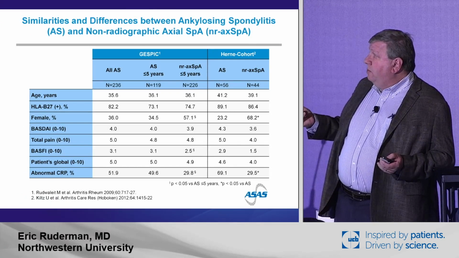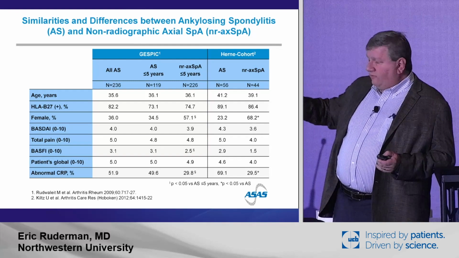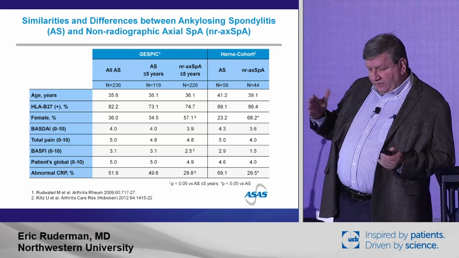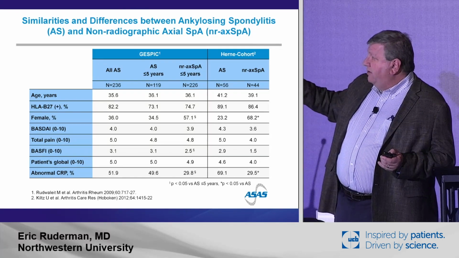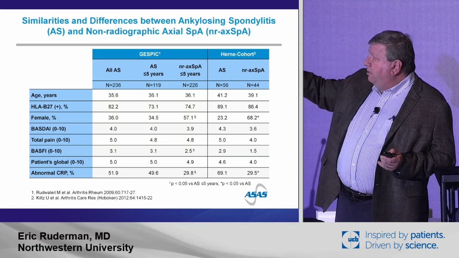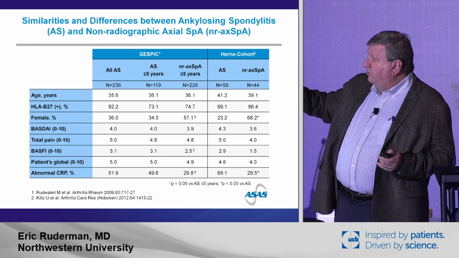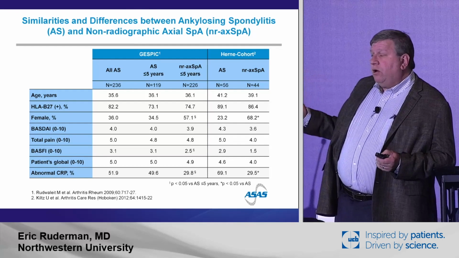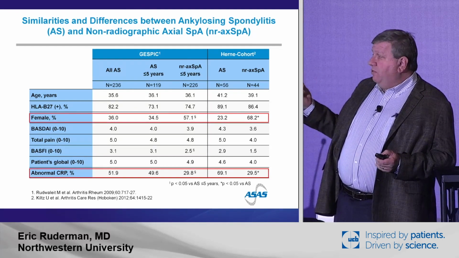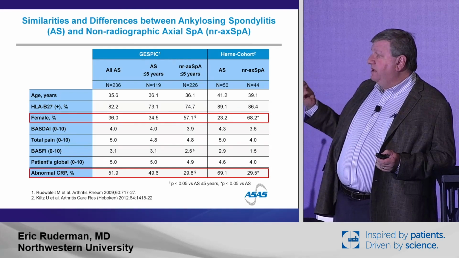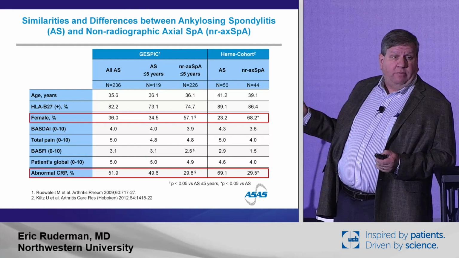Does it matter? Well, it turns out they're very similar, okay? This is from a slide deck that the ASAS folks put out. This is an international working group, and they looked at what defines non-radiographic disease from AS from a couple of different cohorts, and it included people with early AS versus long-term AS, and they are about the same with two differences. The people with AS tend to be more likely to have an abnormal acute phase reactant, CRP.